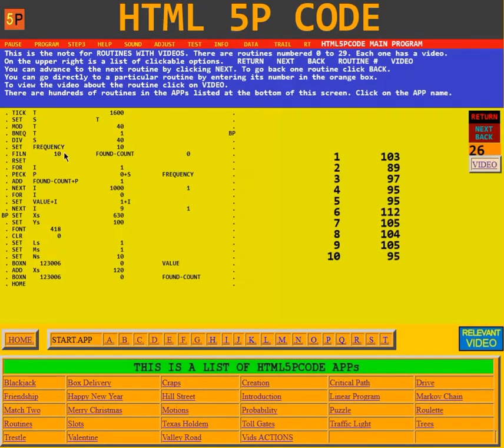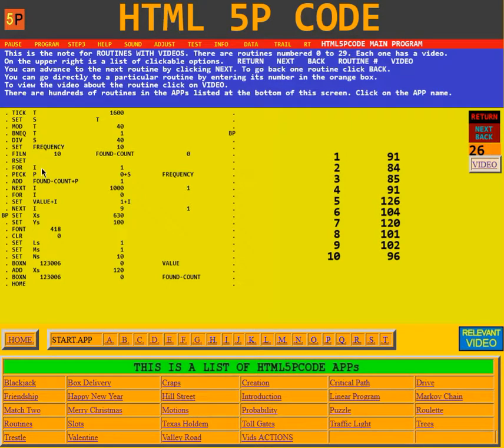Well, it fills 10 values at found count with 0, so it can start a counter for which ones it finds. Then it resets the probability tables of random numbers, so they will start at the beginning again when it has a reset.